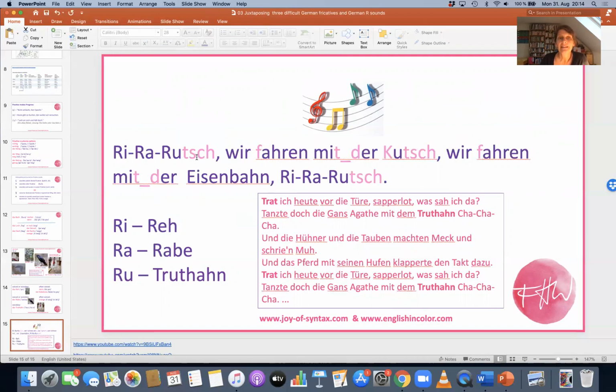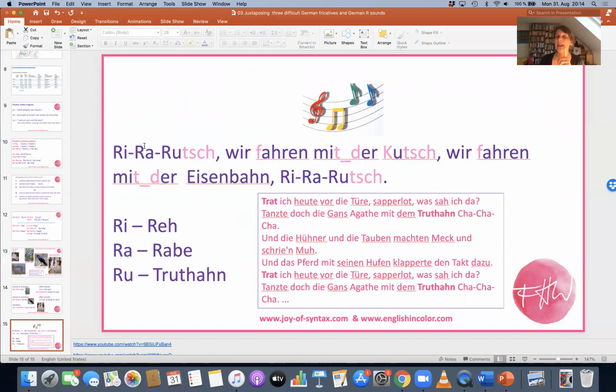Rira rutsch, rira rutsch, rira rutsch. Wir fahren mit der Kutsch. Sorry, I'm a little bit hoarse. Rira rutsch, wir fahren mit der Kutsch.